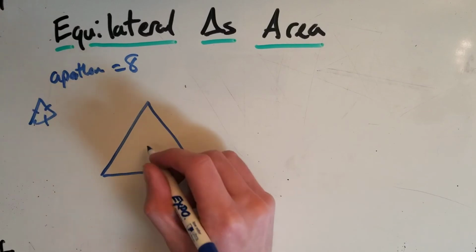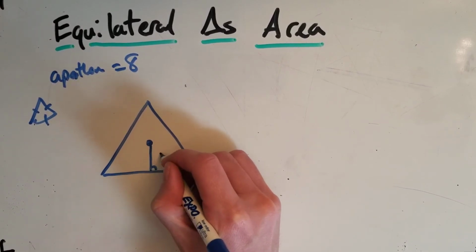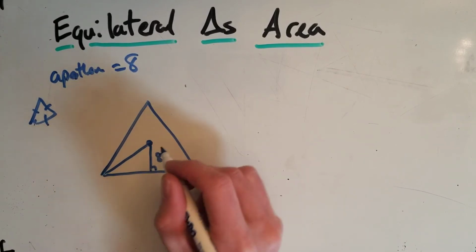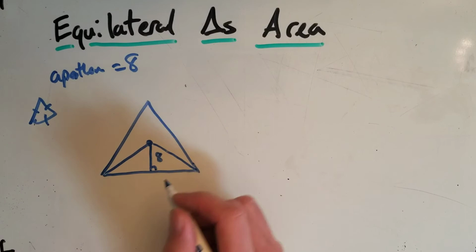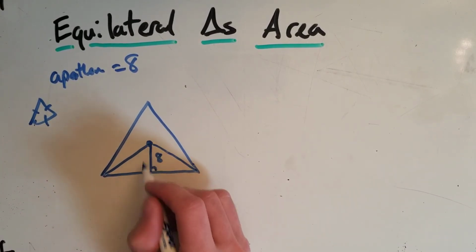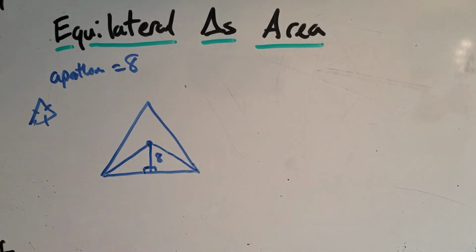We know the apothem is 8, so I'm going to focus that right here on the bottom. We know this distance down is 8, and that's all we know. But like with the last equilateral triangle we drew, when we draw the radius in, we're going to create some 30-60-90s. That's going to be nice because this side is 8.